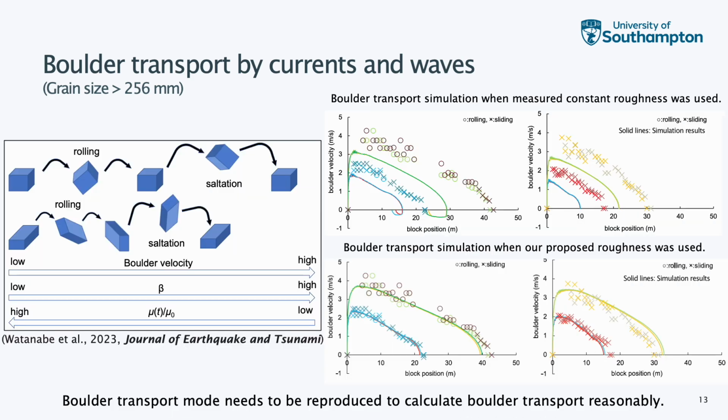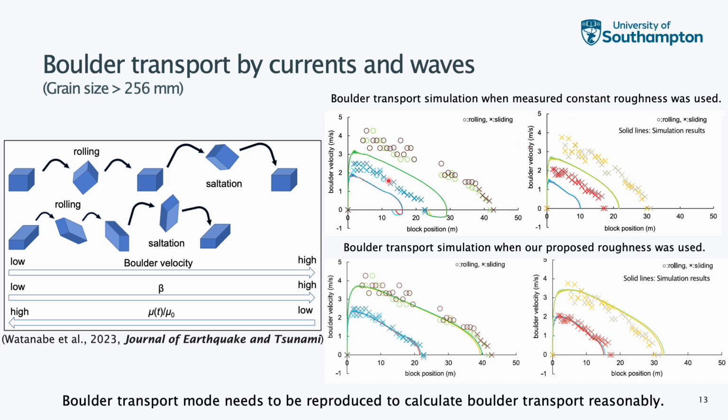So if boulder shape is close to a cube shape, boulder density is low and boulder velocity is high, the boulder transport mode is changed from sliding to rolling or saltation, meaning that friction force acting on the boulder surface decreases. So the right figure shows the simulation results and observation results of boulder transport. If constant roughness was used in the simulation, meaning that even if boulder transport mode is changed from sliding to rolling or saltation, friction force acting on the boulder surface is not changed.